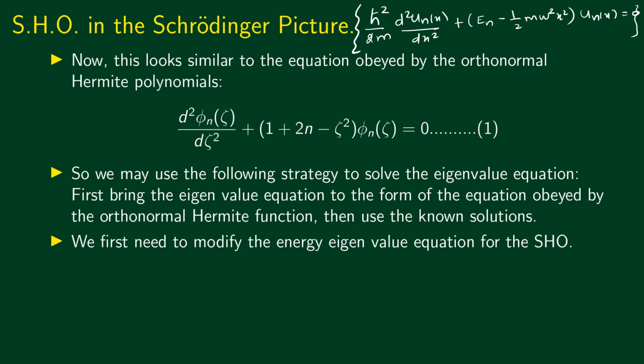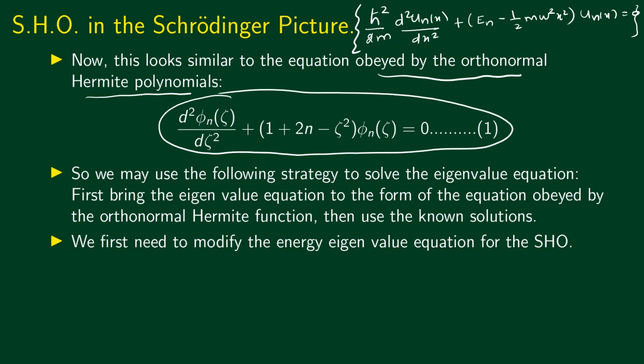Now if you look at this, it looks somewhat similar to the equation obeyed by the orthonormal Hermite polynomials. This was the equation obeyed by the orthonormal Hermite polynomials. It's written as d²φ_n/dζ² plus (1 plus 2n minus ζ²) φ_n of ζ is equal to 0. It's somewhat similar, but not exactly the same. So what we'll have to do is massage this equation a little bit. We'll change things around to bring it exactly into this form. Once we do that, our work is done, because then we know that the solutions are the orthonormal Hermite polynomials.